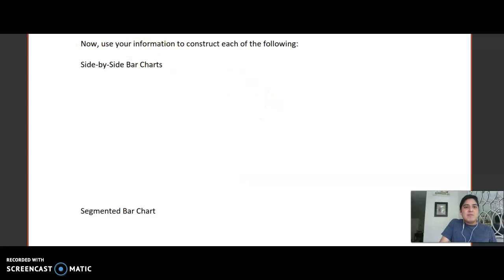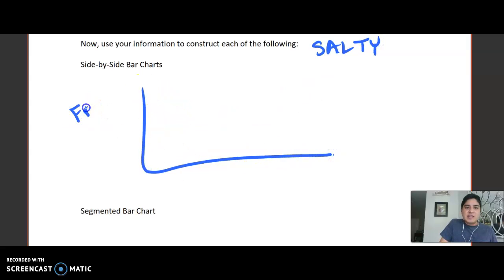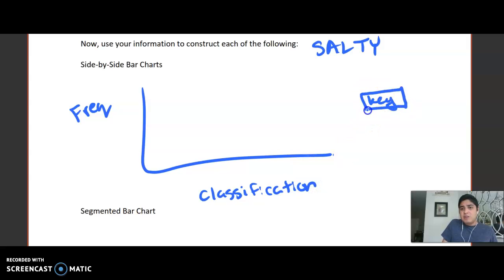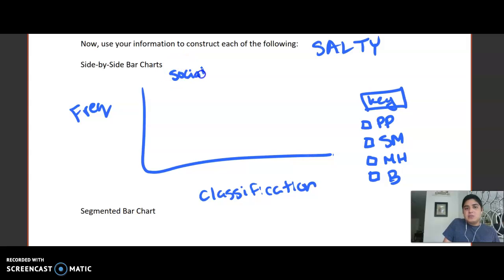But on the AP exam, remember, we would want to use the SALTI acronym. So for example, here I'd have my axes, I'd give a label of my frequency, I'd give classification, and then I'd give some type of key, which would also go under my labels. And so for that, it would involve things like peer pressure, social media, mental health, or bullying. And my title would be social issues versus classification.